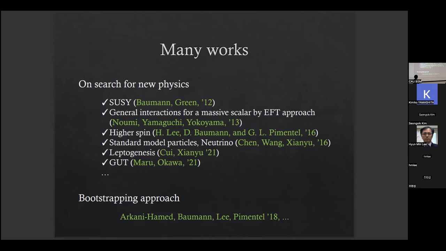recently one of the hot directions is the bootstrapping approach. Actually, we need to compute non-Gaussianity, but it's really complicated because of the time integration. In the inflation calculation, the coupling constant has time dependence, and we need to perform the time integration, which is really difficult. But in the bootstrapping approach, we rely on fundamental principles like unitarity or local unitarity, and we can directly get the final result. It's not related to my topic, but I just show it here.